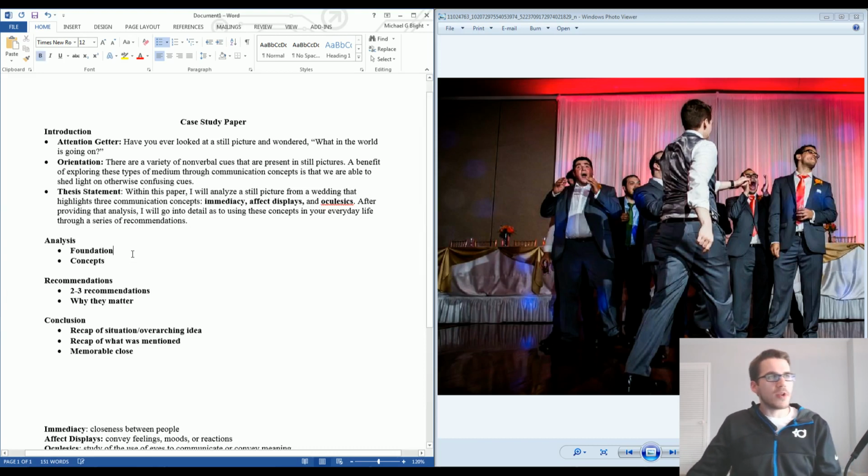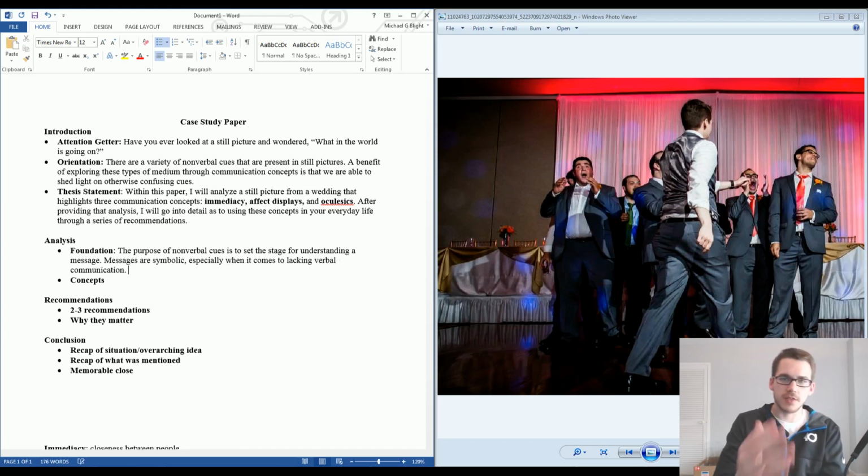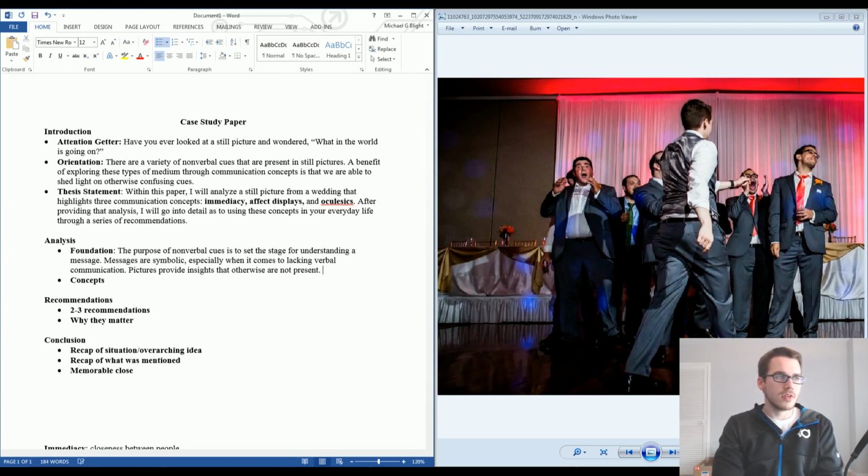Analysis. Sort of the foundation. The purpose of nonverbal cues is to set the stage for understanding a message. Messages are symbolic, especially when it comes to lacking verbal communication. And we can go on orienting us. Pictures provide insights that otherwise are not present. And we could set up the foundation a little bit more, but that sort of gets the ball rolling that we're going to be analyzing a picture, right?